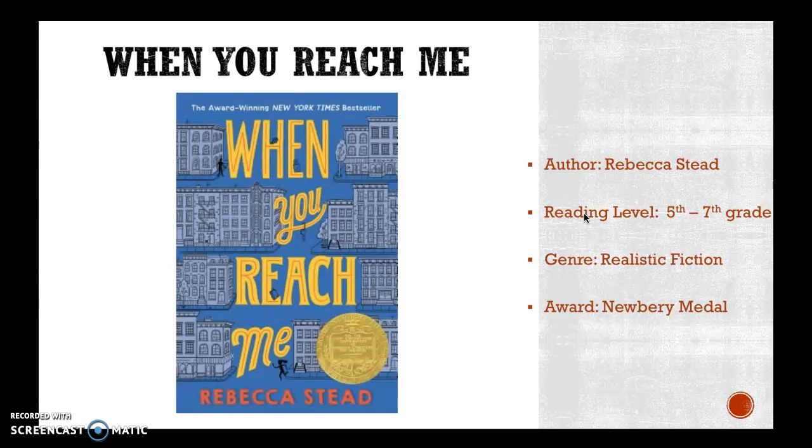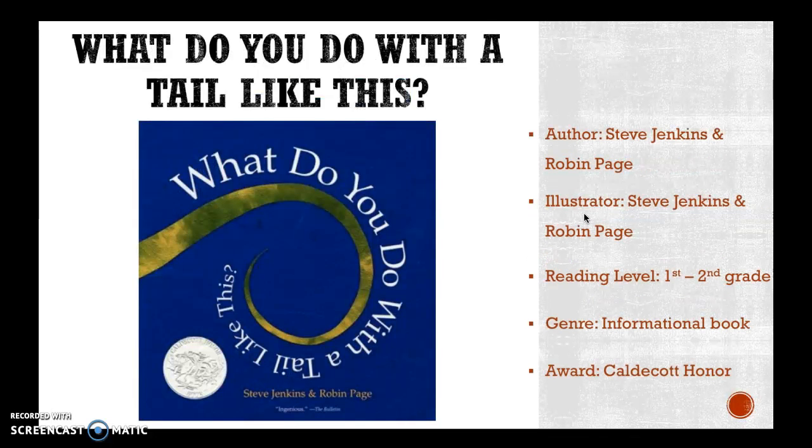When You Reach Me. Set in New York, a young girl named Miranda is left very strange clues that she thinks might lead her to her friend. Will she find her? What Do You Do with a Tail Like This? This book displays different animal body parts and what their functions are. The illustrations keep the child wanting to flip each page to see the next animal.